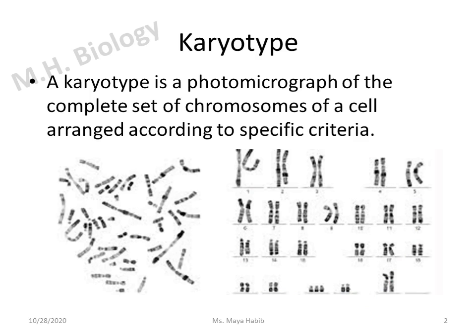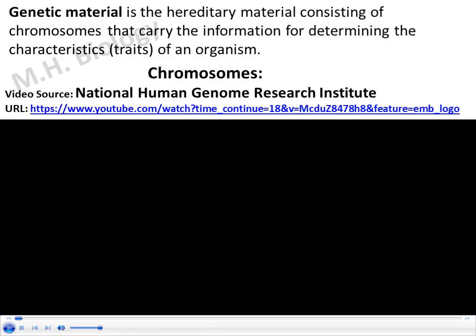Let me remind you about chromosomes and where they are located within a cell. In this following video, genetic material is the hereditary material consisting of chromosomes that carry the information for determining the characteristics, or traits, of an organism. The following short video will show you that chromosomes are located within the nucleus of a cell.